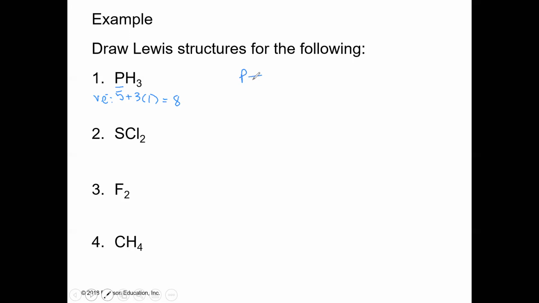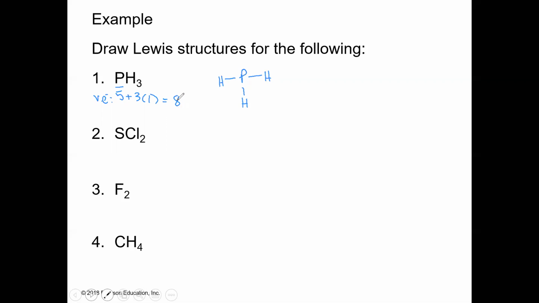So for phosphorus, the next thing we do is we draw single bonds to each of our terminal atoms, and we have 3 hydrogen terminal atoms. So that's a single bond to each of our hydrogens. We count how many of our valence electrons we've drawn so far. So far we've drawn 1, 2, 3, 4, 5, 6 of our valence electrons. We still have 2 valence electrons left in order to use up our 8 valence electrons.